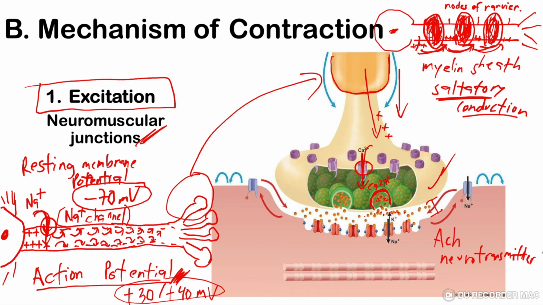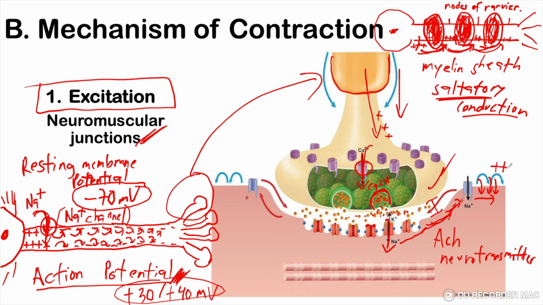Okay, those are your neurotransmitters. When your acetylcholine is released here, it will bind to the acetylcholine receptors here. After binding to the acetylcholine receptor, sodium will again rush in, and an action potential is then propagated all throughout. May sodium channels na naman na mag-open, pasok, may positive charge, na action potential makikreate.